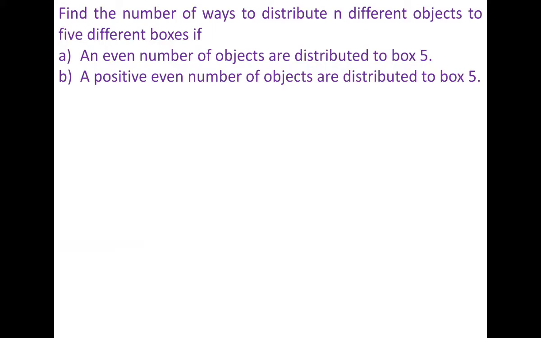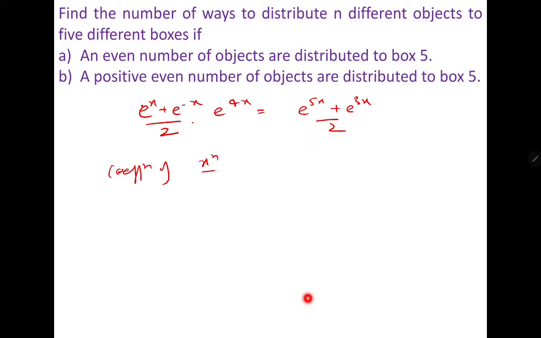Number of ways to distribute n objects to 5 different boxes such that the fifth box has an even number of objects. So the fifth contributes e raised to the power x plus e raised to the power minus x, by 2, and the others contribute e raised to the power 4x. So the coefficient of x raised to the power n by n factorial is, from here, 5 raised to the power n, and here 3 raised to the power n, by 2.